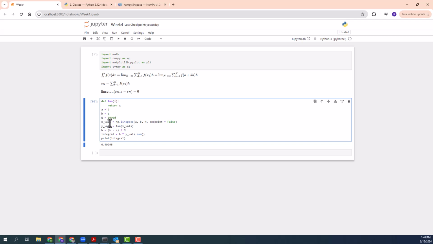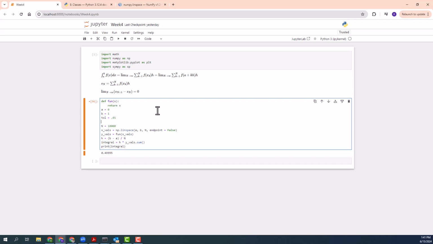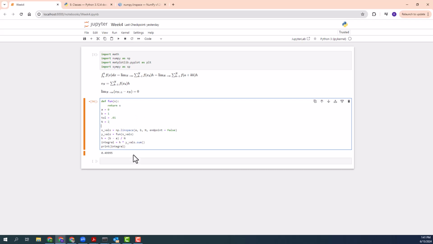So basically, what we need to do is make a loop out of this. I'm going to set my tolerance equal to 0.01. And instead of Sn and Sn plus 1, I'm going to call it current S. I'm going to set n equal to 2, and current s is the current value of the integral.